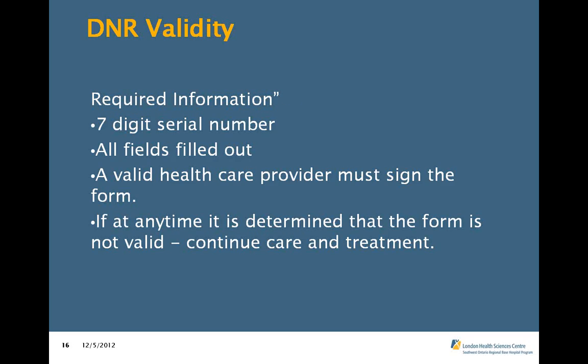Required information on the DNR validity form for it to be valid, again, is the 7-digit serial number. All the fields have to be filled out. A valid healthcare provider has to sign the form, and if at any time it's determined that the form is not valid, you just continue care and treatment.